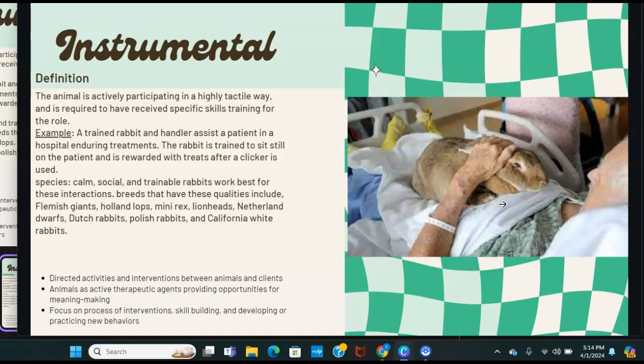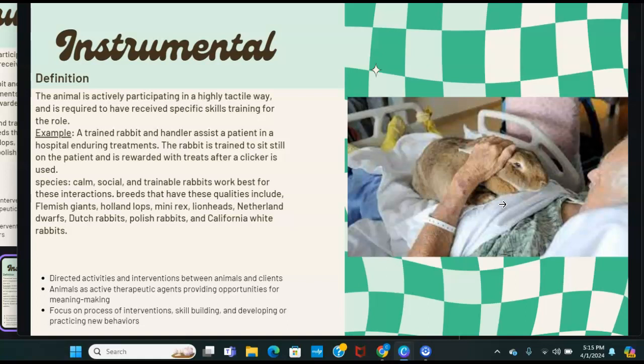And so it is trained, the handler is trained, it has a specific duty. So the species needs to be calm, social, and trainable. Rabbits that work best for these interactions and breeds that have those qualities are Flemish Giants, Holland Lops, Mini Rex, Lionheads, Netherland Dwarves, Dutch Rabbits, Polish Rabbits, and California White Rabbits. So they're really the same breeds of rabbits. Maybe there may be a few more, but these are the most popular and used that there's actually articles on.